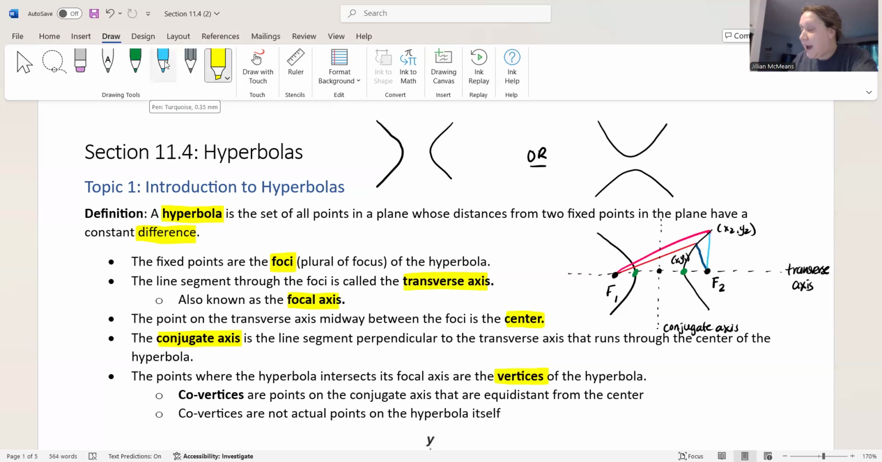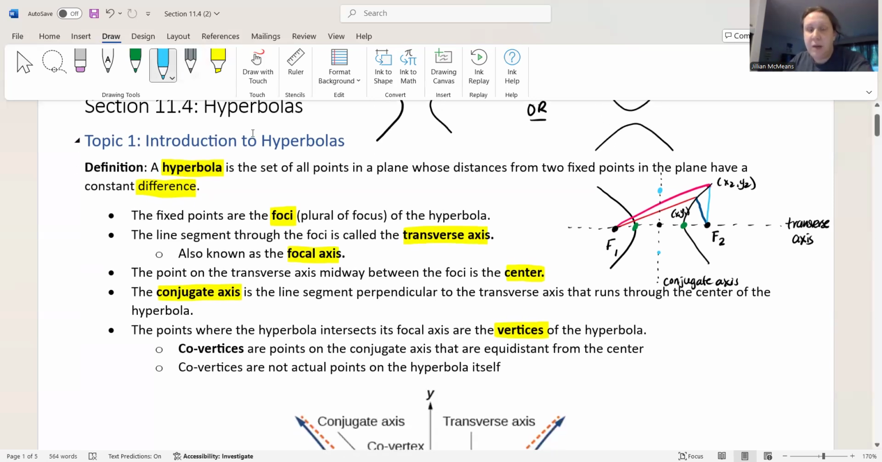But then we also have what are called covertices, and the covertices are a little bit different. They're going to be on your conjugate axis. I'll explain what those are when we actually start looking at problems. It'll be a little bit easier to see. They're points on the conjugate axis, the same distance from the center. They're not actual points on your hyperbola, which is a little bit different. The vertices are actual points on the hyperbola, and the covertices are very important points, but they're just points on your conjugate axis.